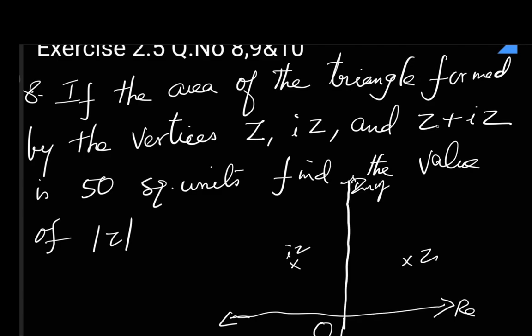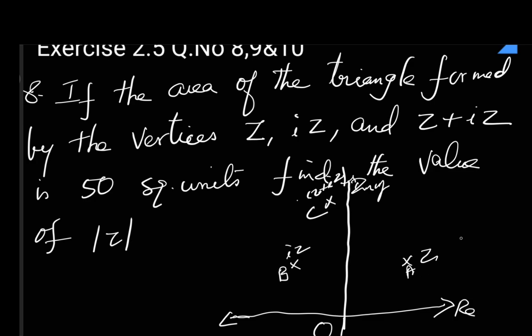The third vertex is the sum of these two complex numbers, z plus iz. Actually, if you add, you can take some number like 2 plus 3i and so on. You see that the sum of these two complex numbers lies in the first quadrant or the second quadrant, because we have taken z in the first and this iz value is in the second quadrant. So let me take here, this is z plus iz, with coordinates A and B.